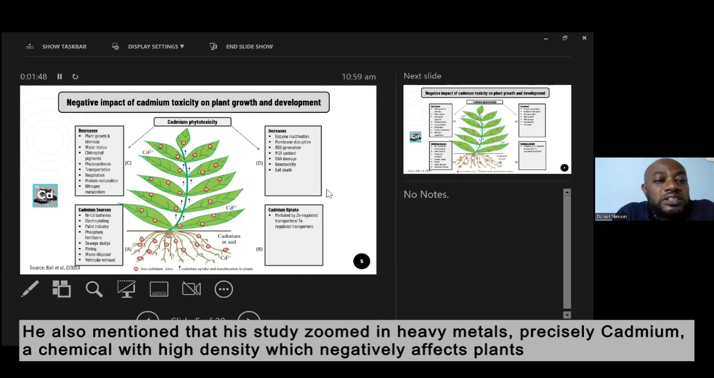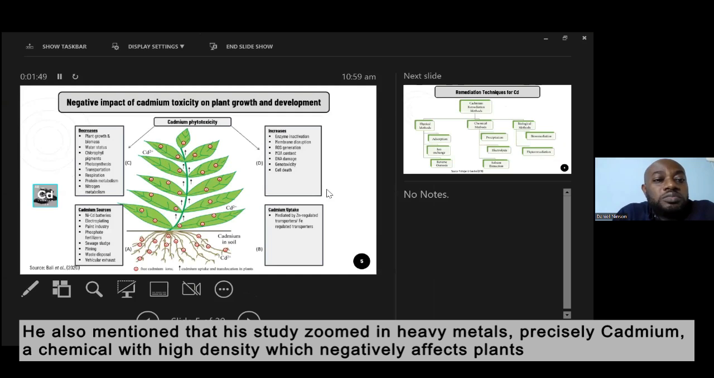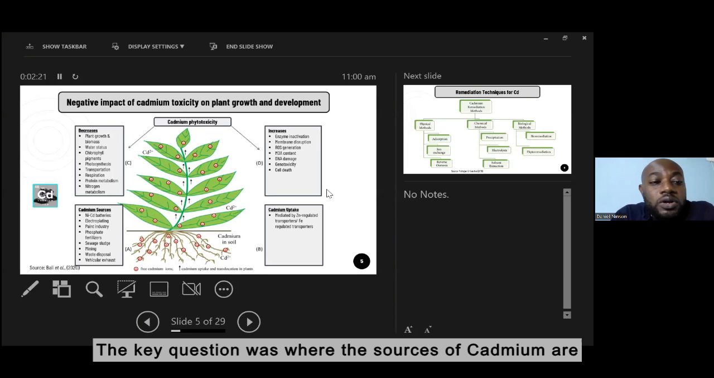So for this study, I particularly zoom in on heavy metals. Precisely for the purpose of this research, I focus on cadmium, which is basically one of those chemical elements with high density and has the ability to exert toxicity at very low concentrations to plants that are growing within that environment. The key question is how or where are the sources of cadmium?